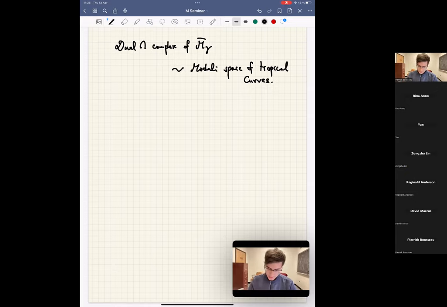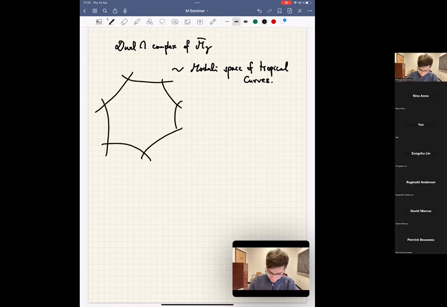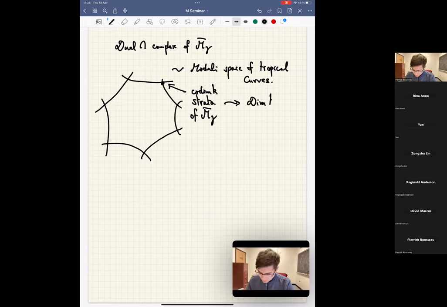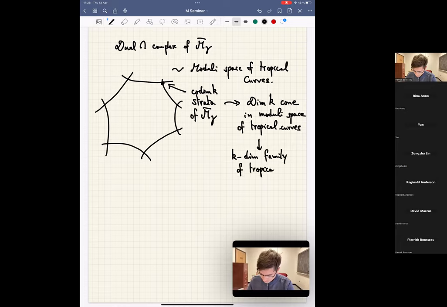And in this correspondence, it's really a dual correspondence. So what will happen will be that codimension k strata of the moduli space will produce a dimension k cone in the moduli space of tropical curves. And so, in other words, we'll produce a k-dimensional family of tropical curves.